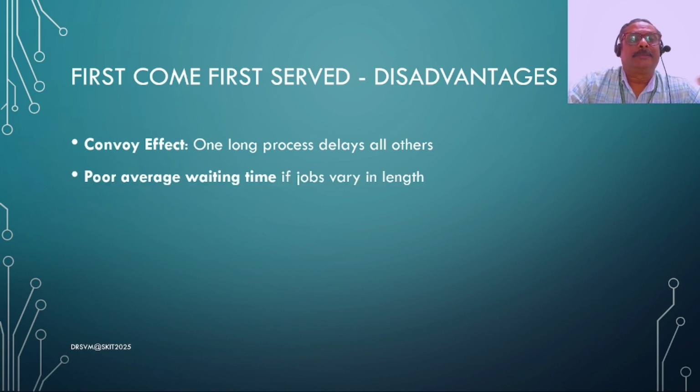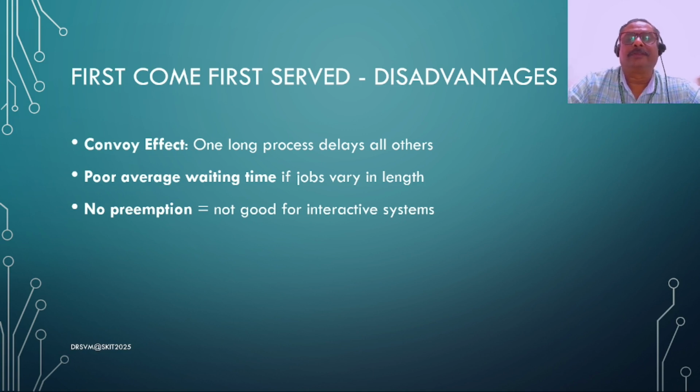And definitely there is poor average waiting time if the jobs vary in length, as we have seen in the previous case. The first job was of very long size, the second and third jobs were of small sizes. So the size of each job is different, and because of that the average waiting time could be poor. And there is definitely no preemption, so it is not good for interactive systems.